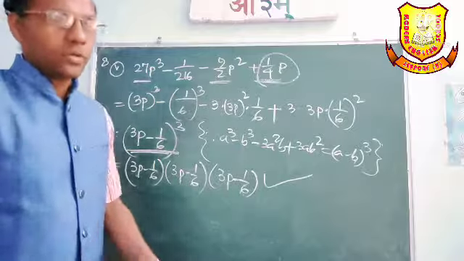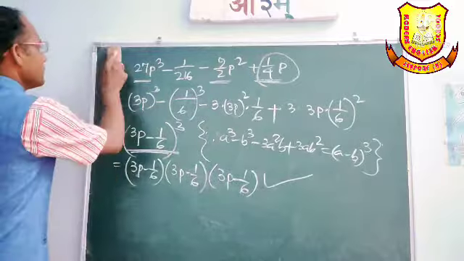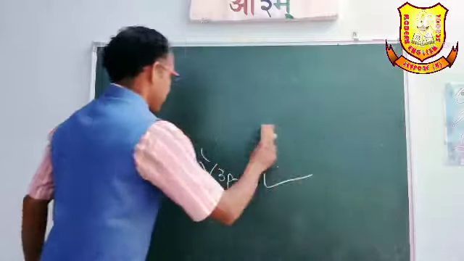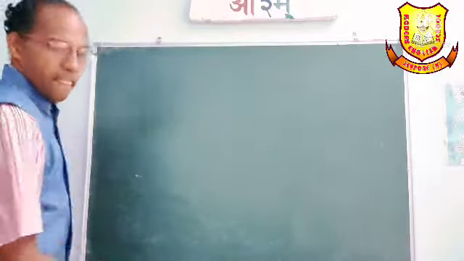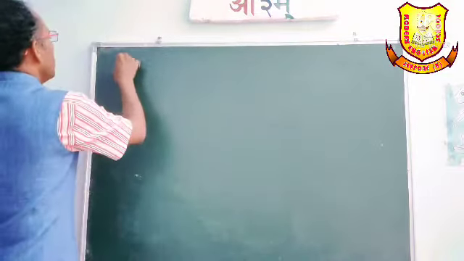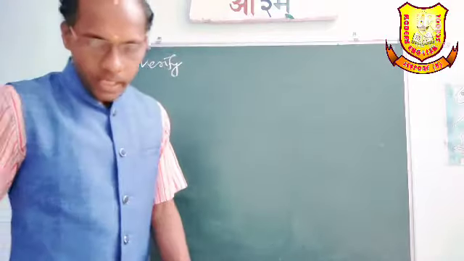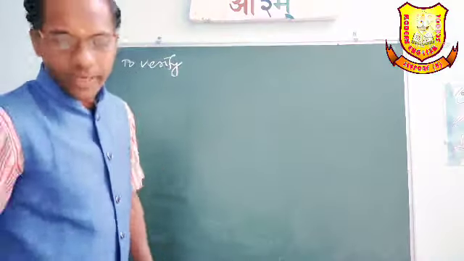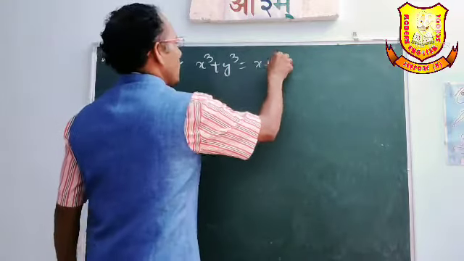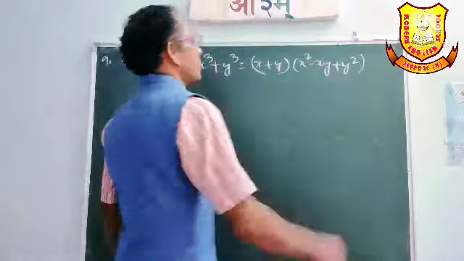Now, after question number 8, come to question number 9. We have to verify: x cube plus y cube equals x plus y whole into x square minus xy plus y square. This is the formula we have to derive.